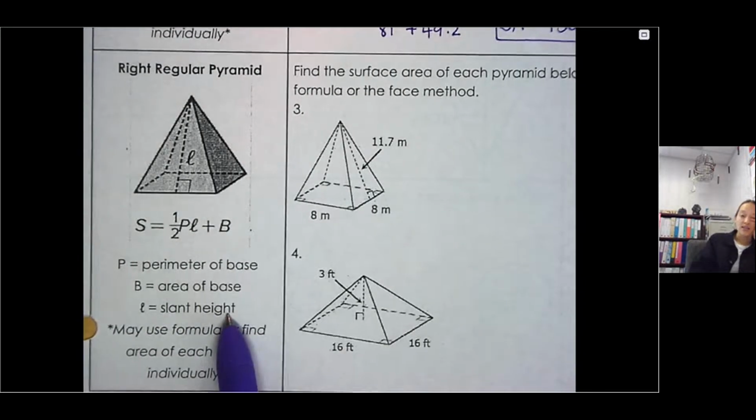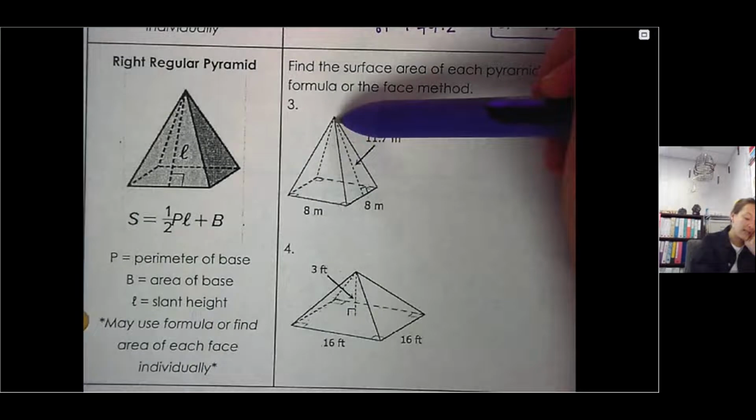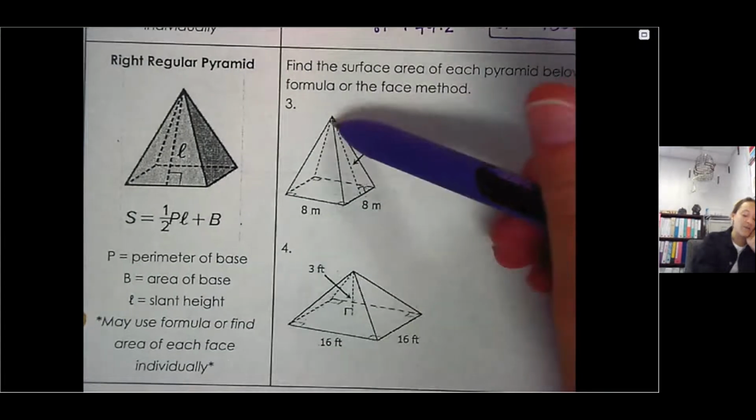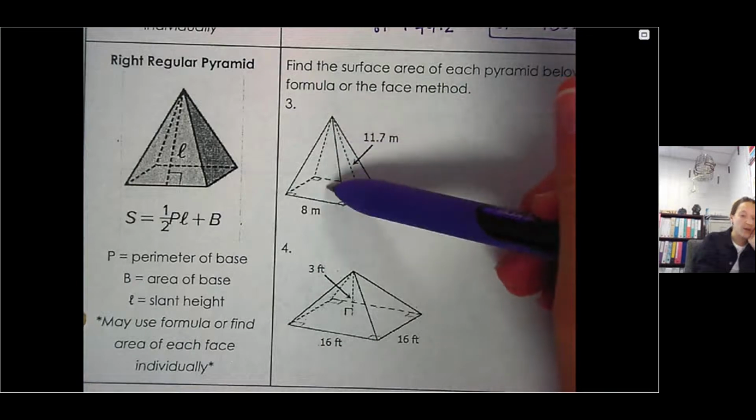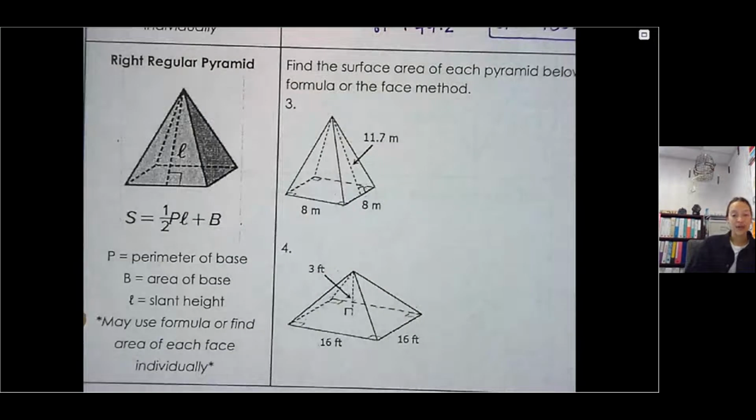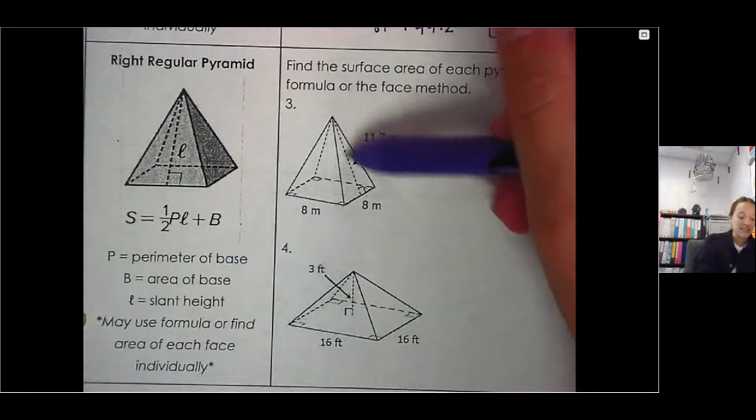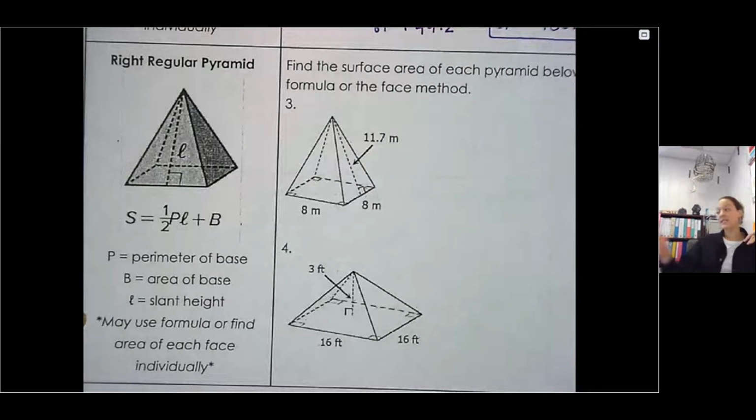So the L stands for the height of one of the side triangles there, but it's not the height of the whole pyramid, because the height of the pyramid has to be exactly straight up and down, 90 degrees. This is called a slanted height because it's literally slanted.